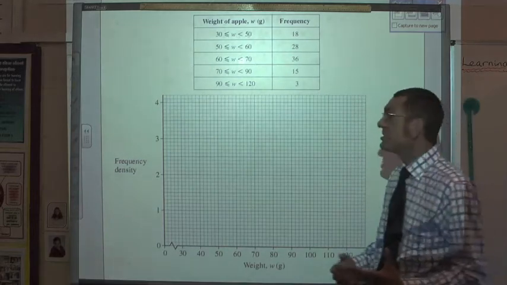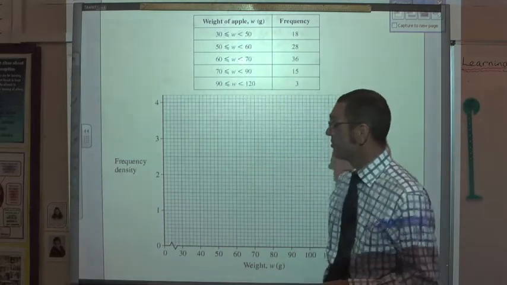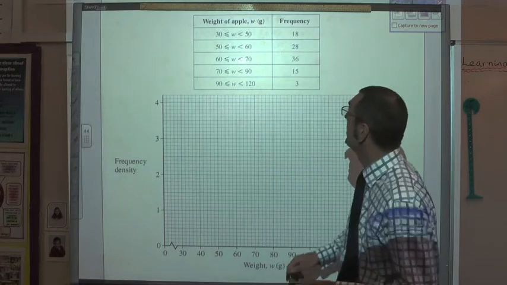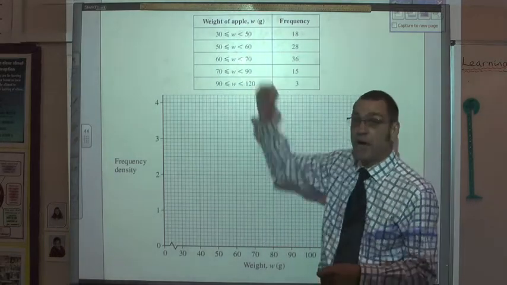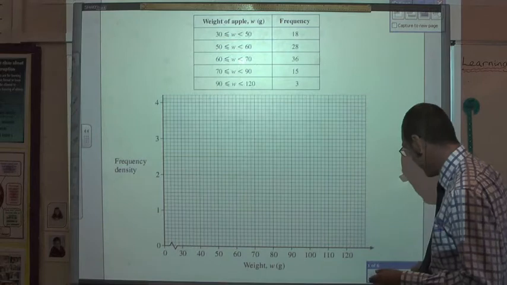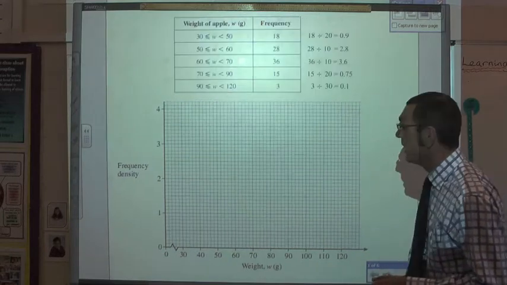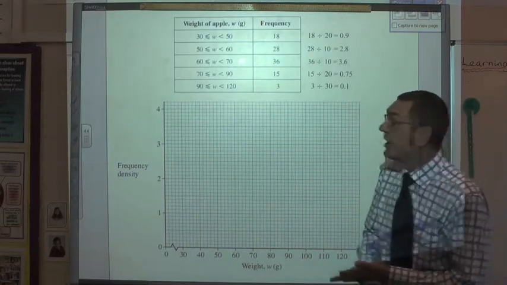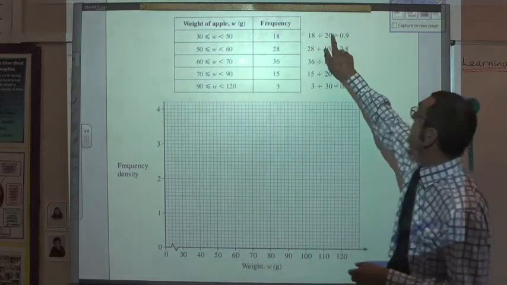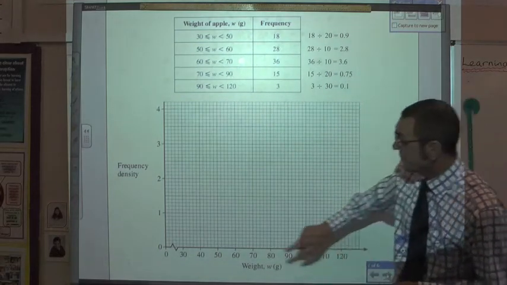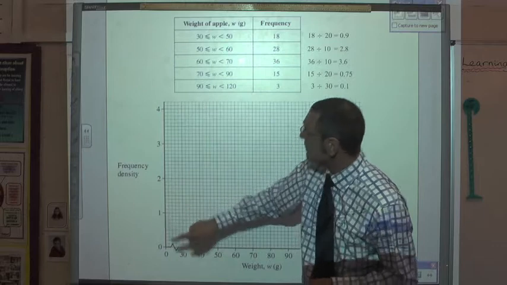How are we going to actually work this out? Well, we've got a frequency and we've got a class width. So what we do quite simply is we divide our frequency by the class width. If you remember from your area, it's length times width. So I've done the sums here. 18 divided by 20 gives me 0.9, so this frequency density will come up to 0.9.